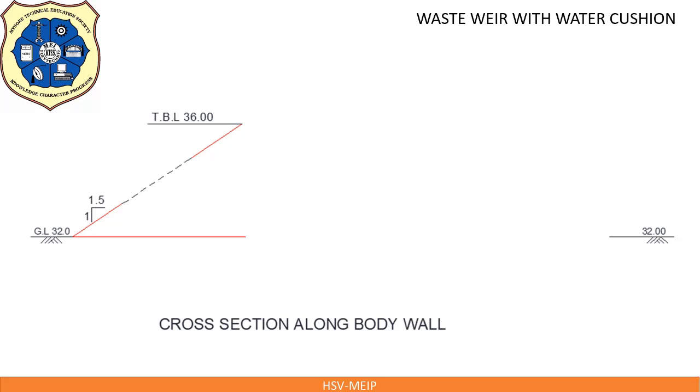First, draw a horizontal line showing ground level 32.0. Then mark TBL 36.00 by drawing a horizontal line at a distance of 36 minus 32.0 is equal to 4 meter. This distance is 4 meter. Draw the inclined line as shown in the figure, 1.5:1, that is 1.5 horizontal to 1 vertical.